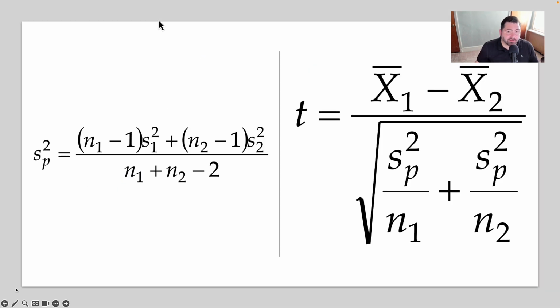And in order to calculate these values, the researchers will need to use two formulas. One is known as the pooled variance formula, and the second is the actual t-test formula. And so we'll go ahead and jump over to Excel and show you how to do that.